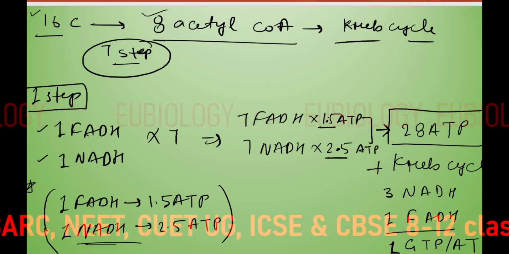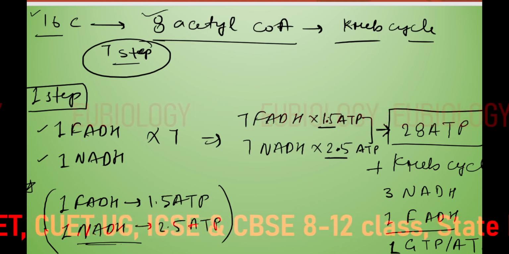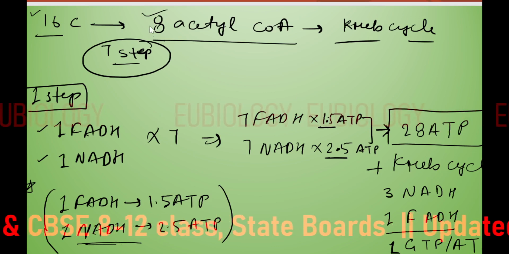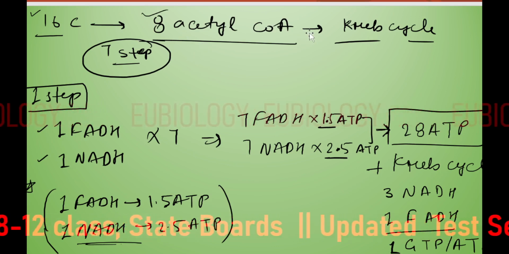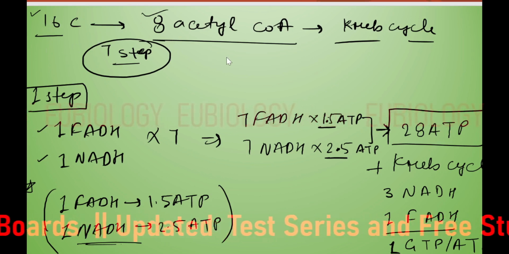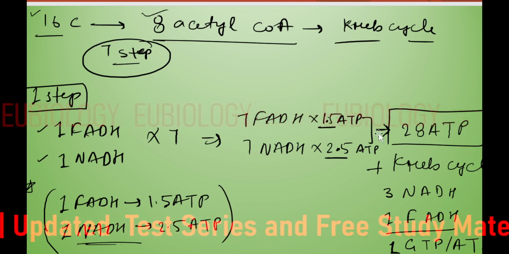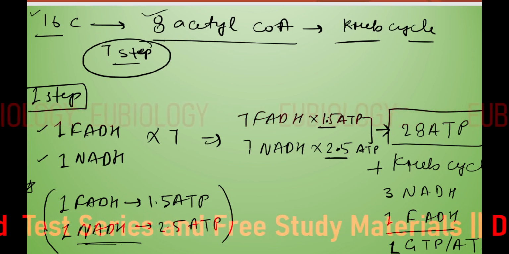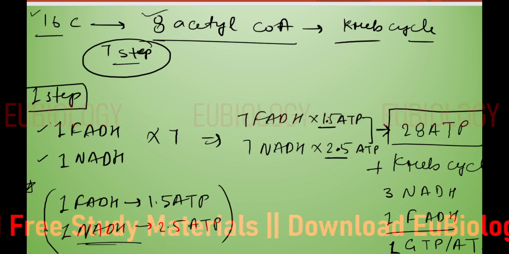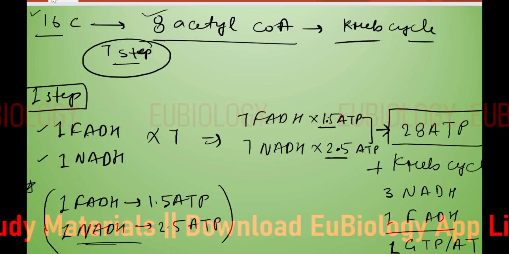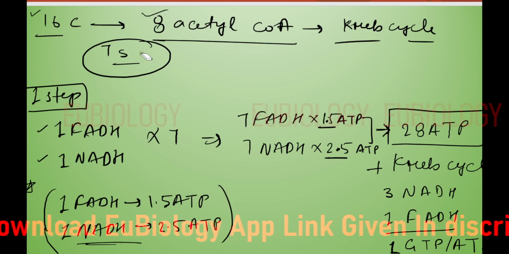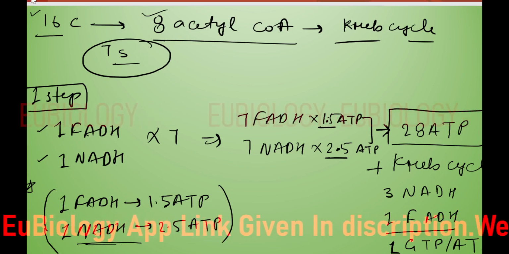So now you have to tell me how many ATP will form after the complete oxidation of 8 acetyl coenzyme A, or we can say from 16 carbon palmitic acid, how many ATP will be formed altogether. Let's see how many of you comment with the correct answer. If it is wrong, I will correct your answer in the comment, so let's wait for your answer.